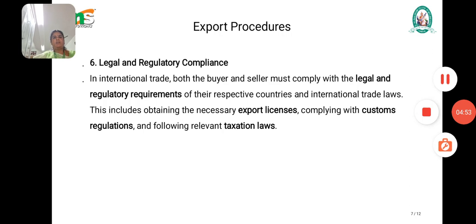Once the goods reach the port, the shipping order is issued in the presence of customs officers. Once the goods are loaded on the ship, the master of the ship issues a receipt of the same.